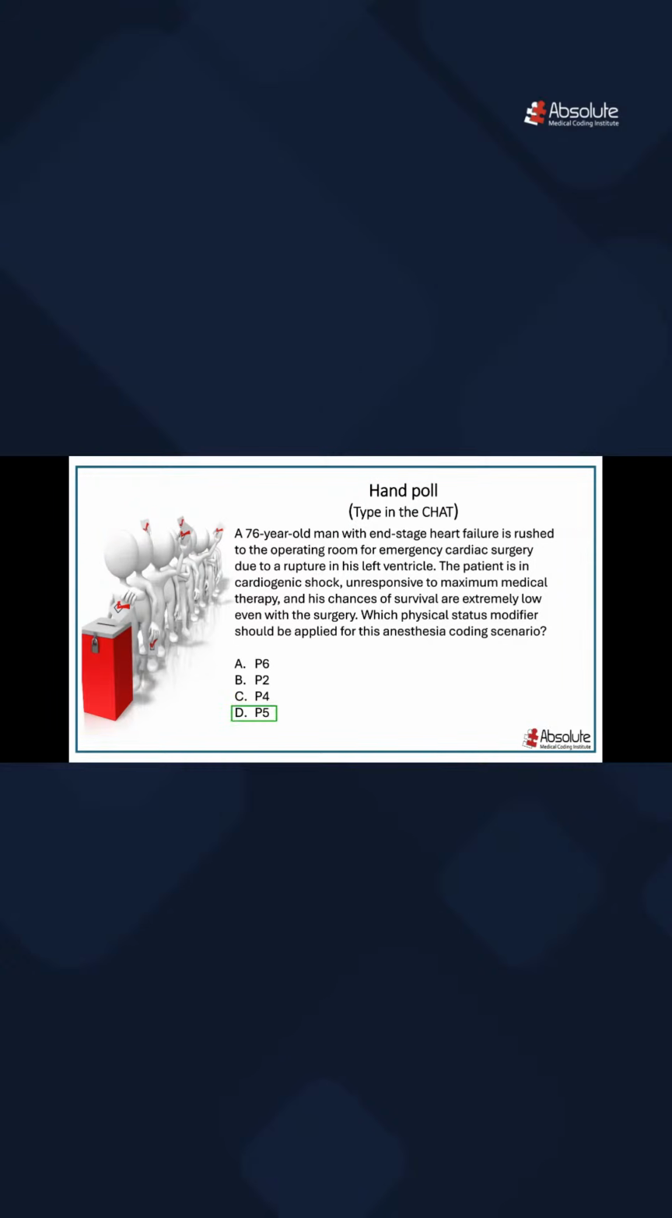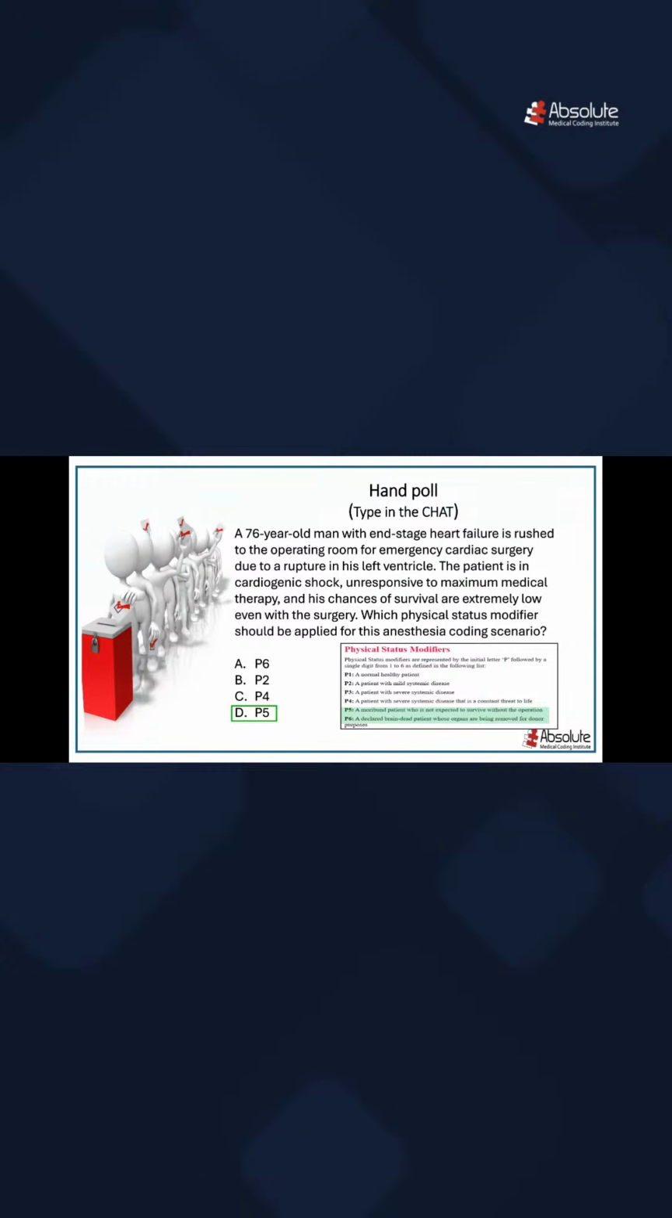The correct answer is going to be, is it option 5? Sorry, option D or option 4. Let's see the modifier. I think it's option C. It's not option C. Yes, the correct answer is option D, by the way. It is for a moribund patient who is not expected to survive without the operation. That is the correct answer.